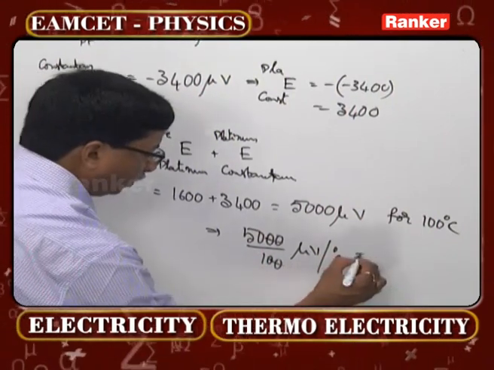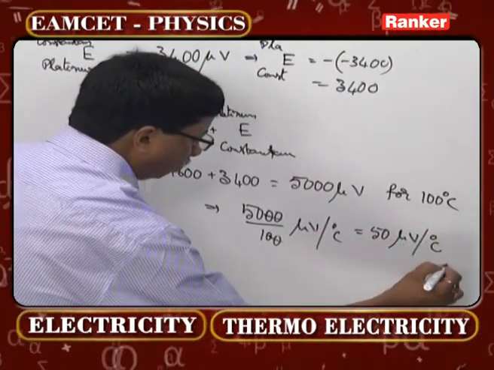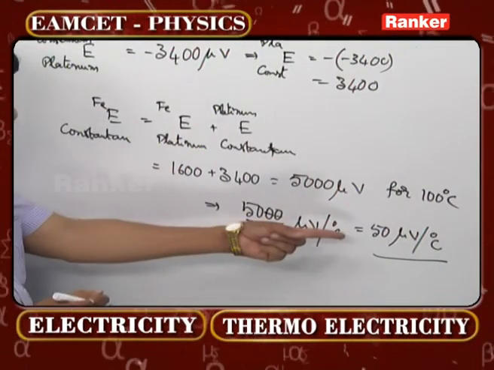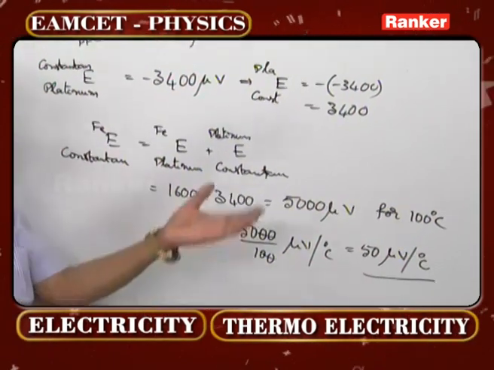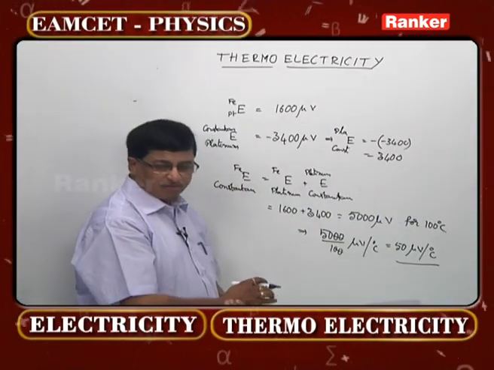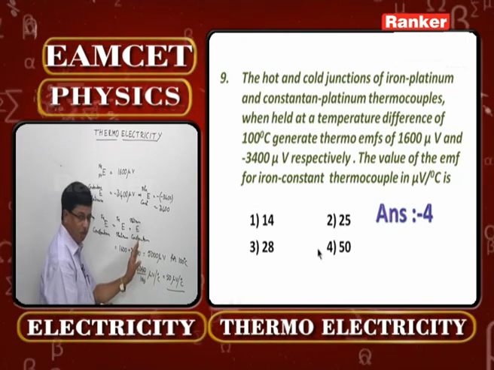Two zeros, if you cancel them, what will be left over? 50 microvolt per degree centigrade. This should be your answer. So what is the correct option once again for this problem 9? It is the fourth option again, 50. But of course 5000 also will be correct.